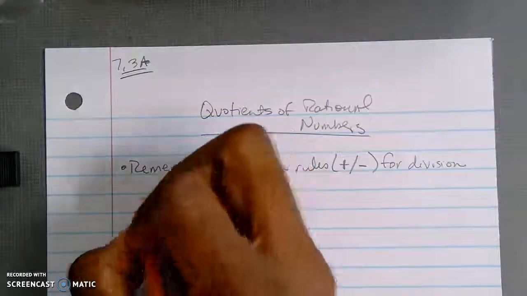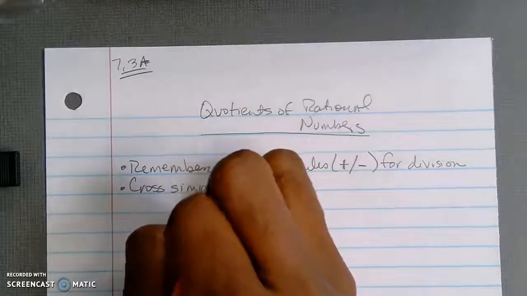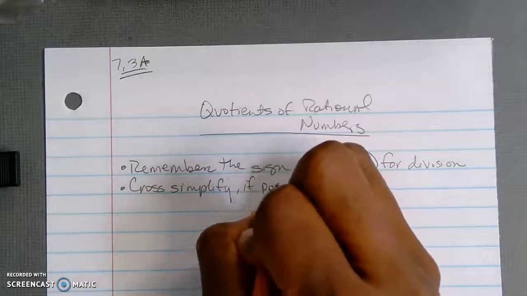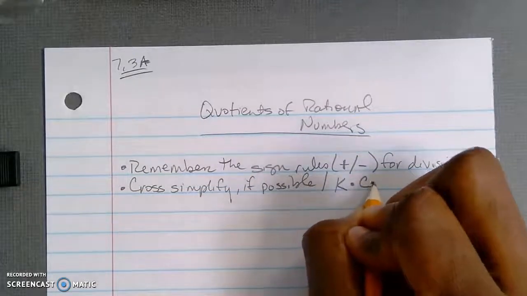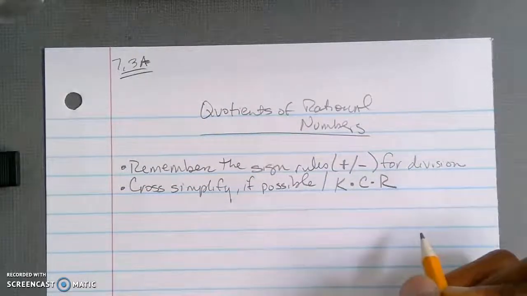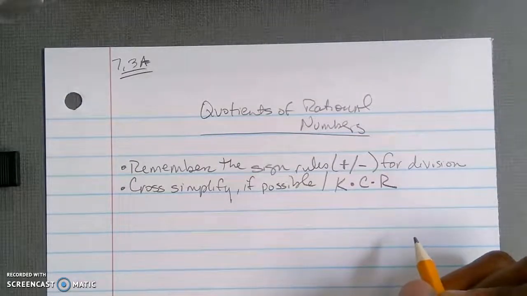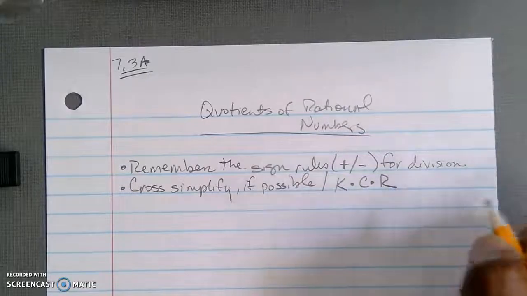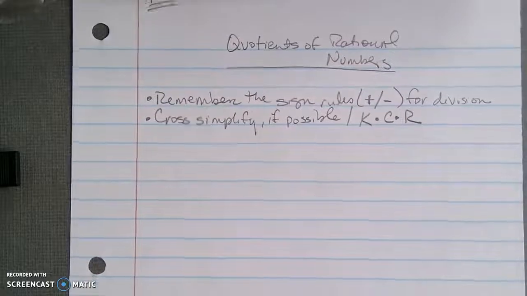We also are going to have to think about cross simplification, if possible. And our rules about KCR, formerly known as KCF. That's keep, change your operator, that's either your division or multiplication sign. In this case, being that we're dividing, we're going to change it to a multiplication sign. And then instead of flip, we're going to use that proper math terminology of taking the reciprocal.